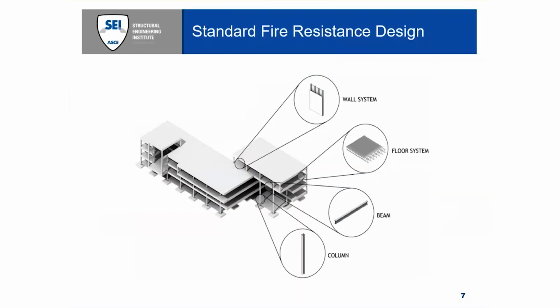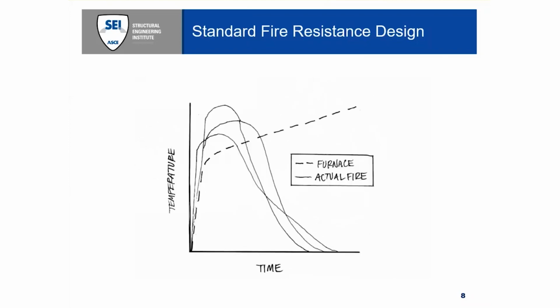Thing to be aware of is that the test assembly size, or the mock-up specimen, is governed by the dimensional limitations of a test furnace, which are typically 14 feet by 17 feet. So the longest span you can have in this test is 17 feet. As shown in this rather crude drawing that I did, the furnace test essentially represents a single intense heating exposure, shown in the dotted line, or the dashed line.